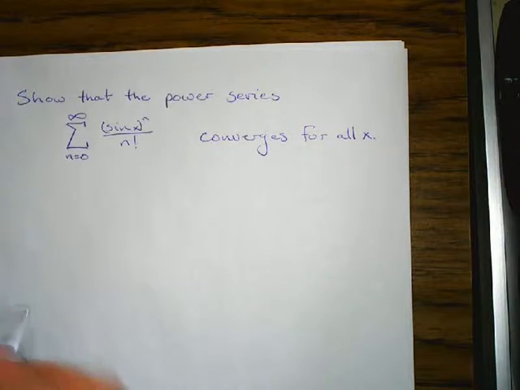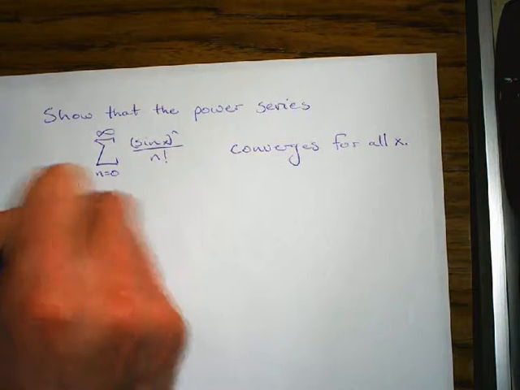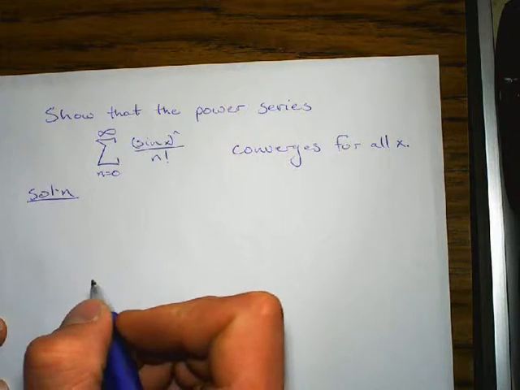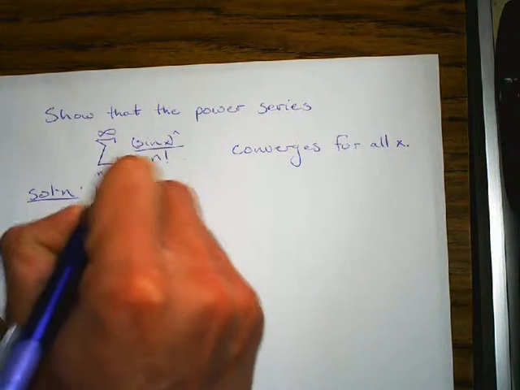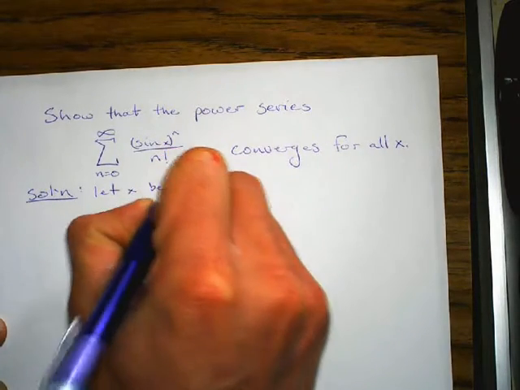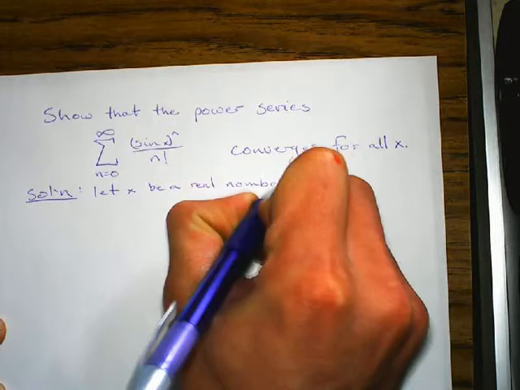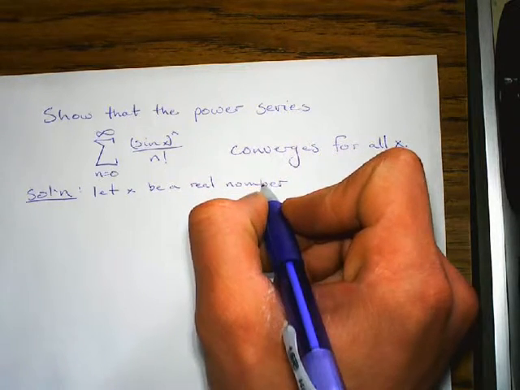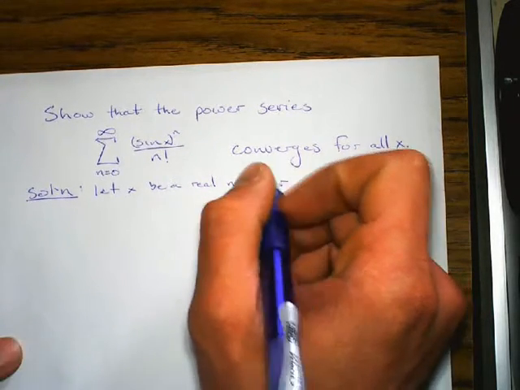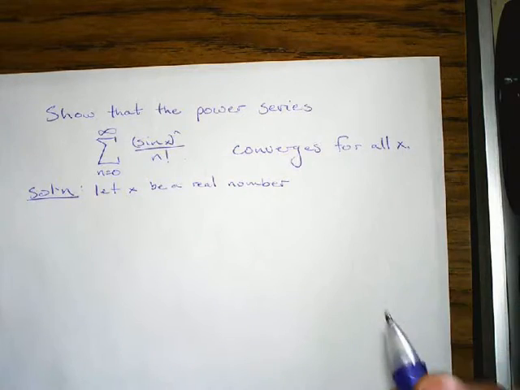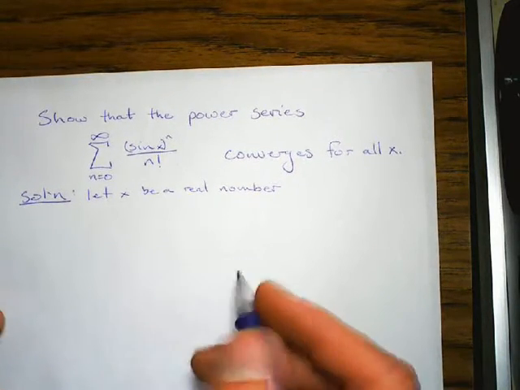What we're going to do, first part of our solution, we're going to let x be a real number. And you might notice that all of the proofs start just like this. It's because we're trying to show that this is true for all real x.